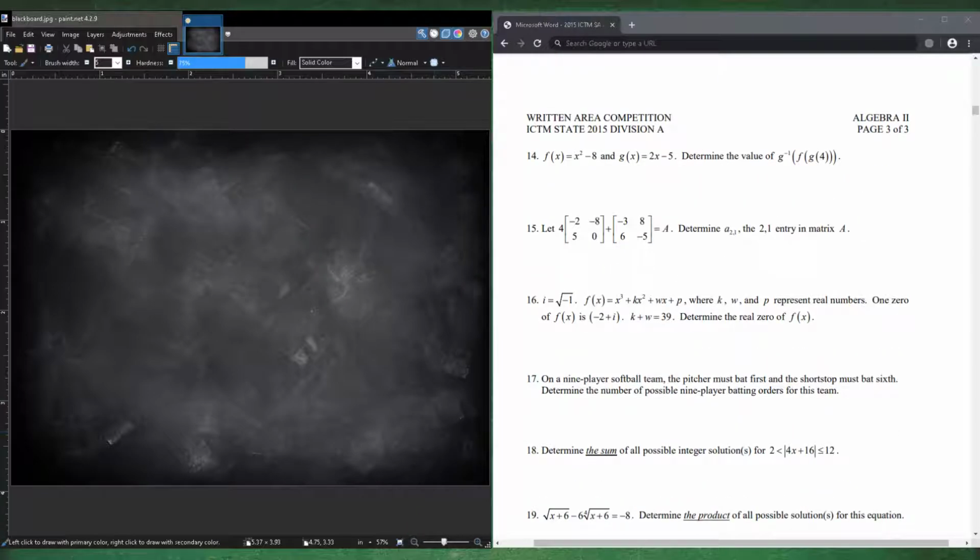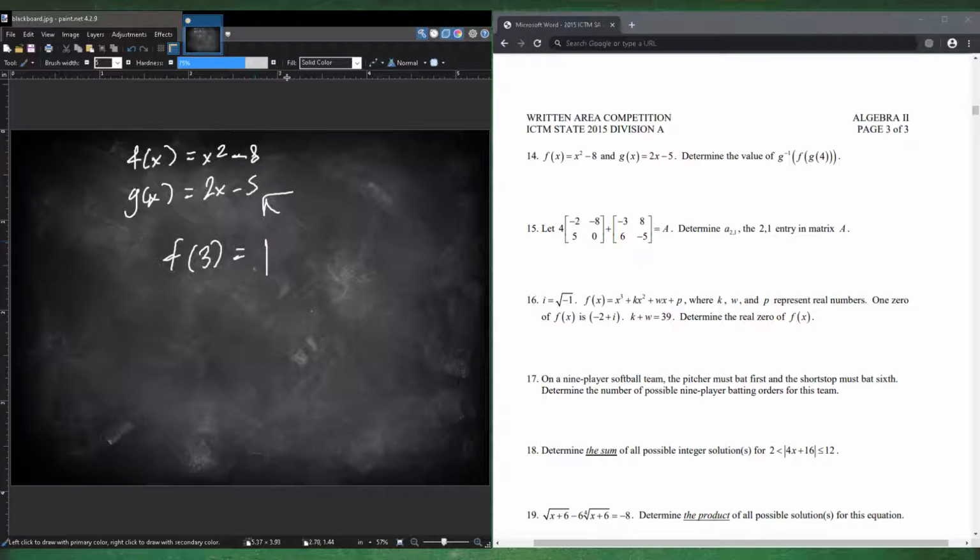Okay, number 14. F of x equals x squared minus 8, and g of x equals 2x minus 5. Determine the value of inverse of g of f of g of 4. So just plug in 4 into this one, so that's 8 minus 5, 3. Okay, so we now find f of 3. So f of 3, put in 3, that's 9, minus 8 is 1.